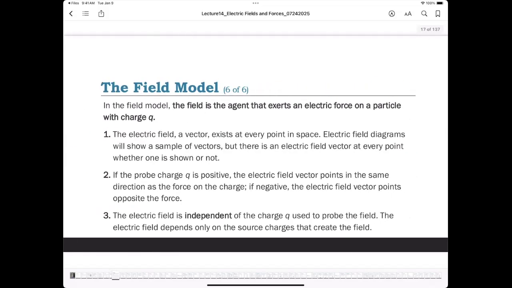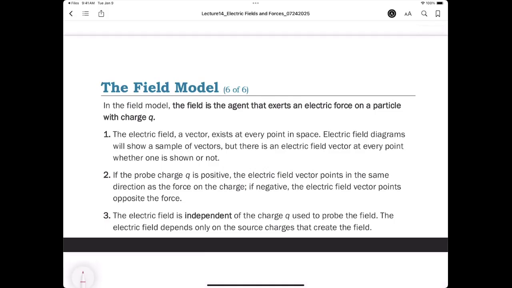In the field model, the field is the agent that exerts an electric force on a particle with charge Q. The electric field, a vector, exists at every point in space. Electric field diagrams will show a sample of vectors, but there is an electric field vector at every point, whether one is showing or not. If the probe charge Q is positive, the electric field vector points in the same direction as the force on the charge. If negative, the electric field vector points opposite the force.